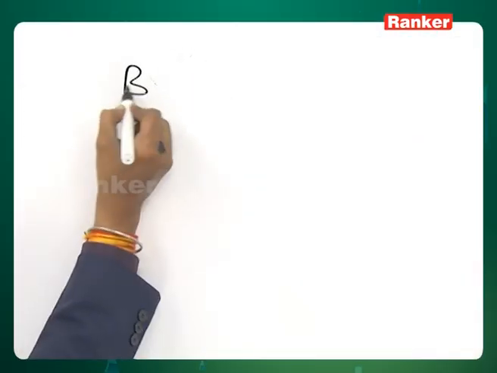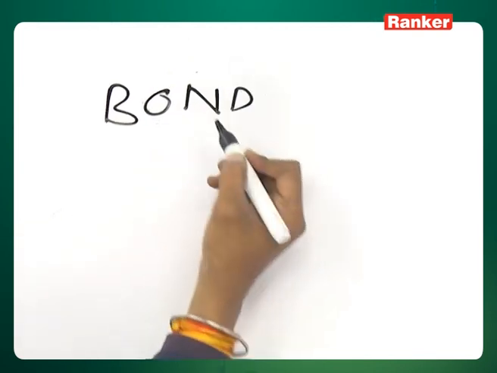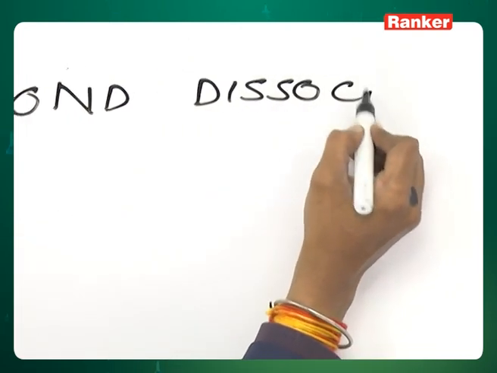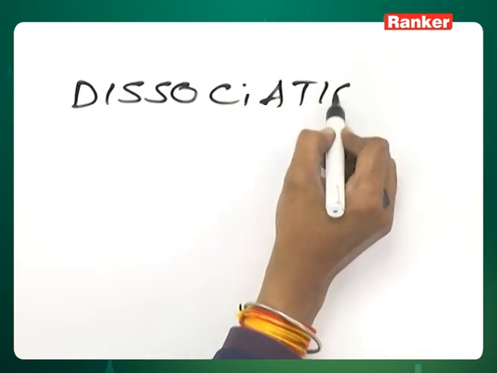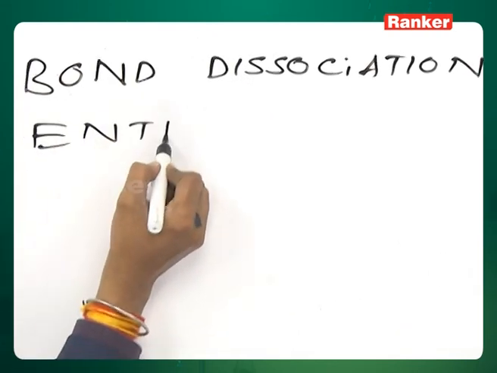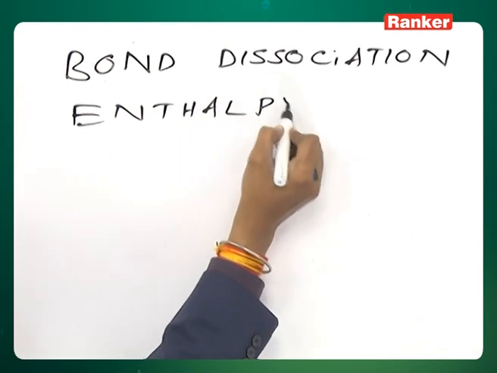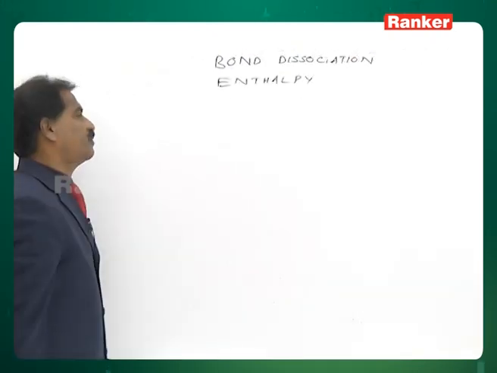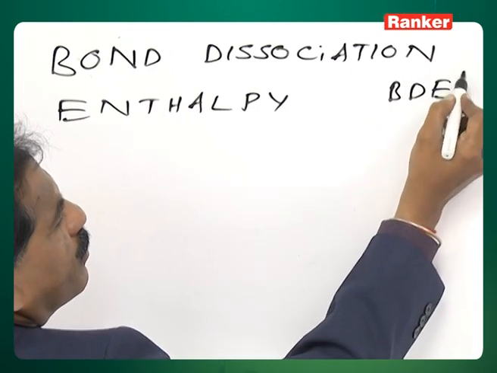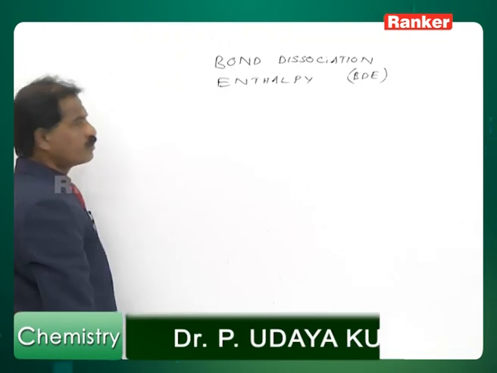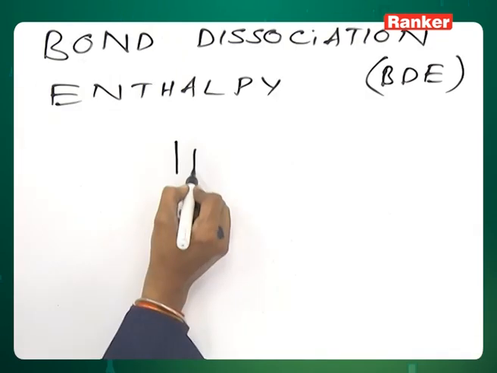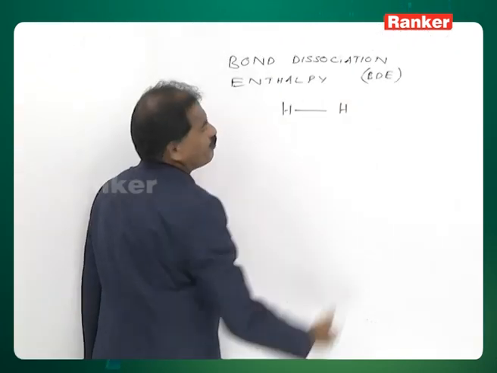Next, bond dissociation enthalpy. Bond dissociation enthalpy, BDE. So for example, let us take the hydrogen molecule.